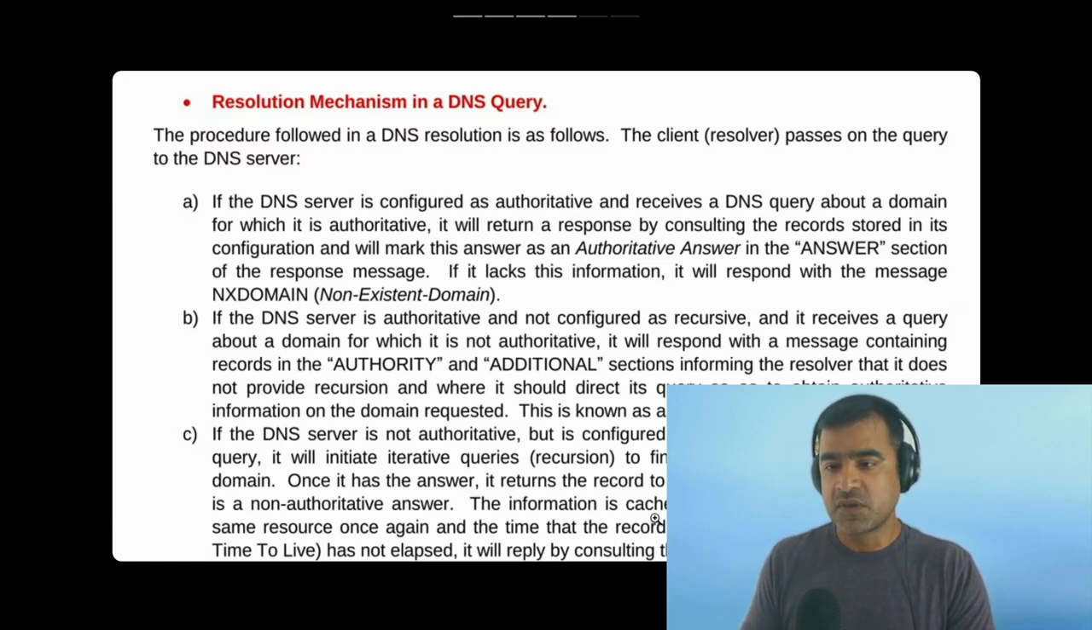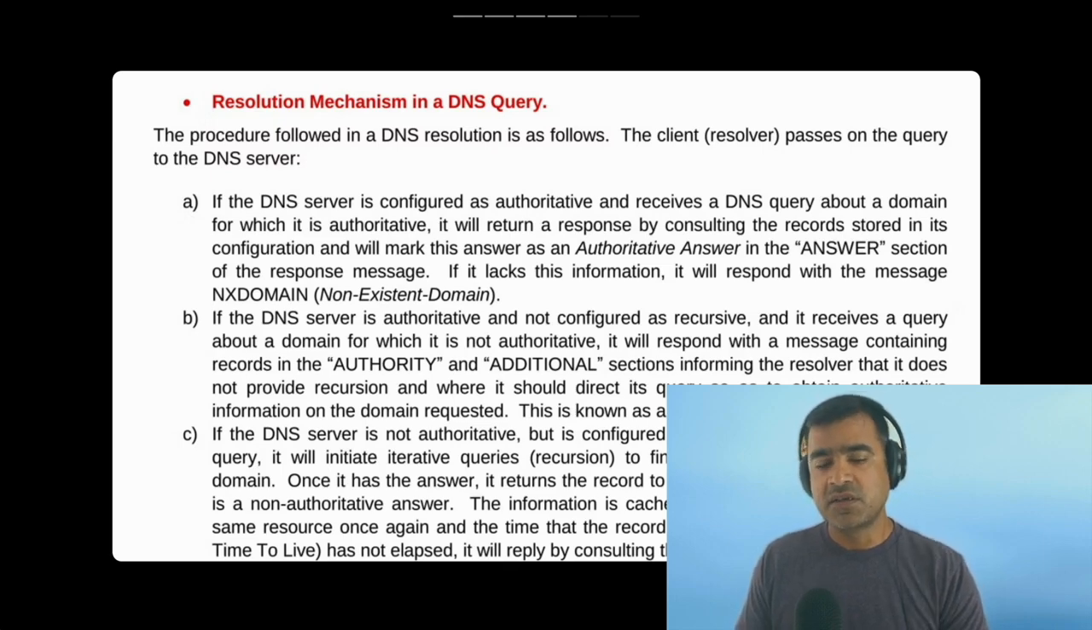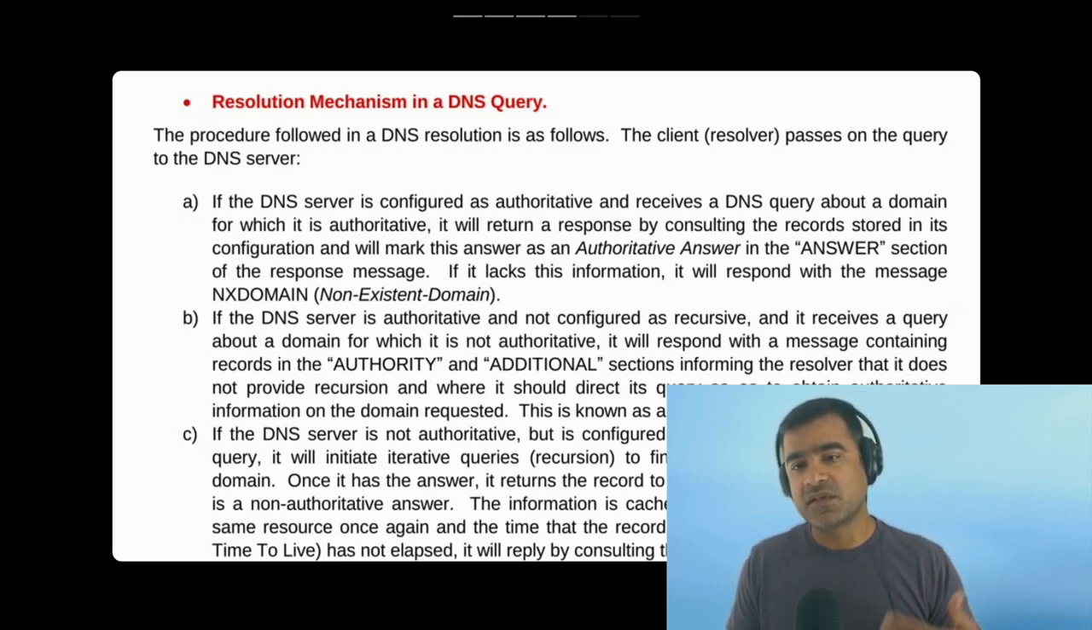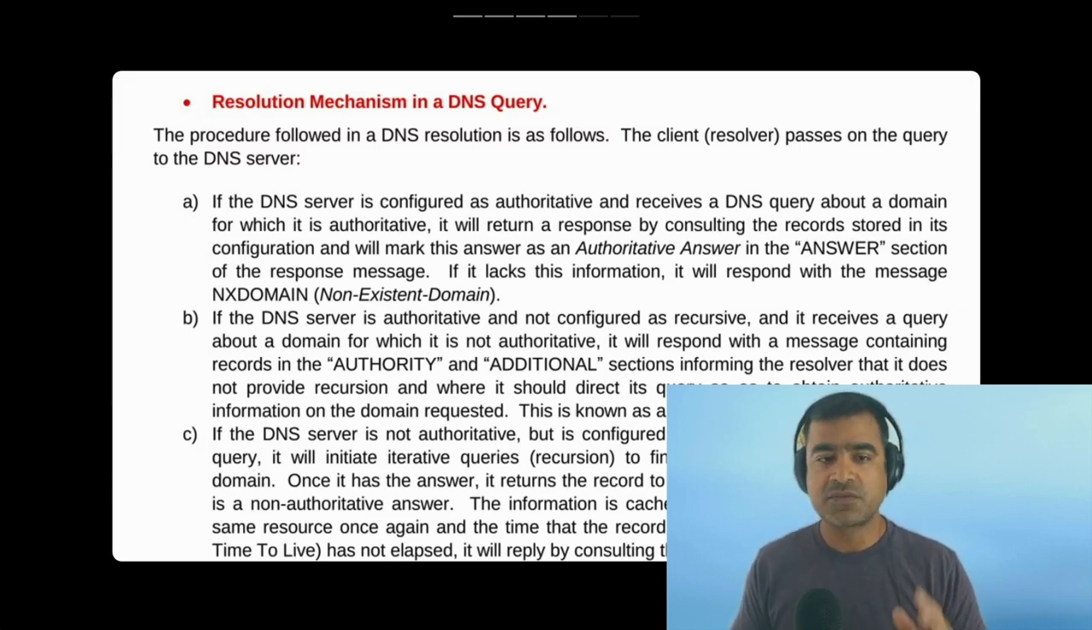So next time someone asks for the same information, instead of doing that heavy lifting, it can just look at its cached info and return it. So if I ask about the same resource once again, the record is marked with an expiry, obviously, because the cached information has to expire in some time. It will reply by consulting the cache, so that the query response is faster. So this is very important.